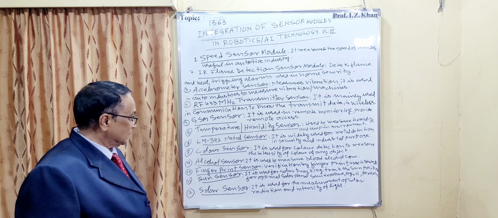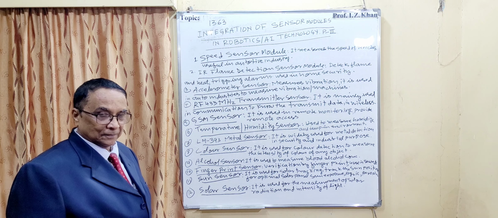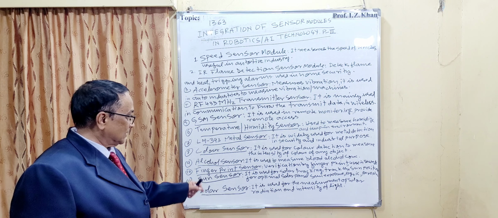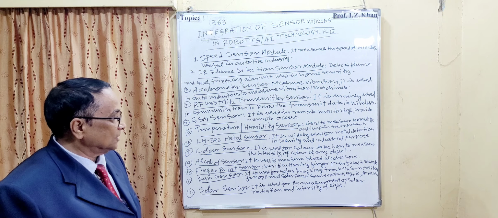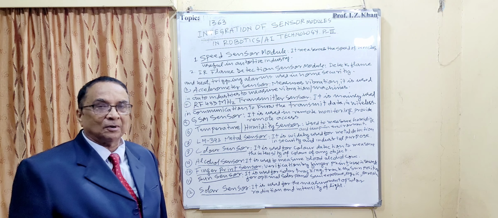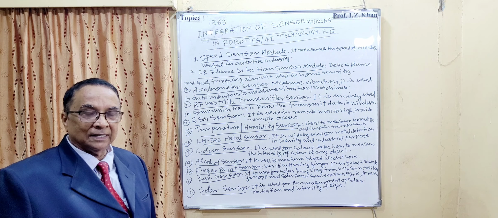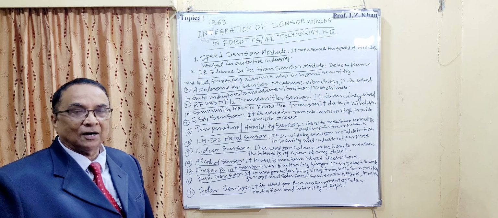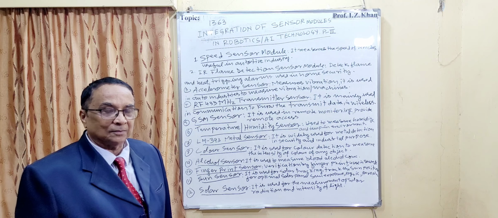Then number 12 is the solar sensor. One is the sun sensor, the other is the solar sensor. It is used for the measurement of solar radiation in the form of infrared or ultraviolet in the environment, so that they are aware of the condition of the environment.